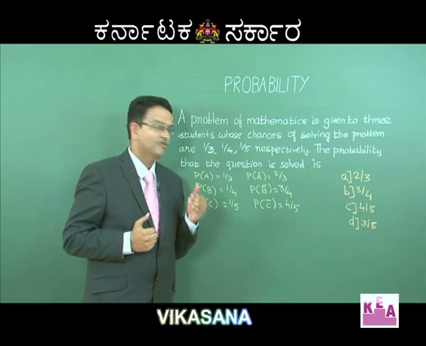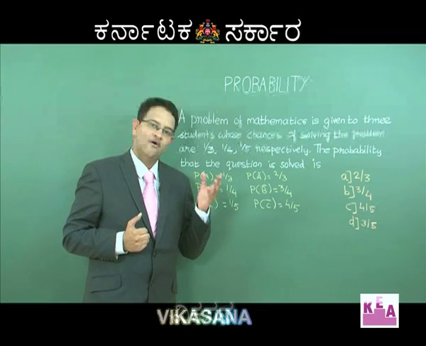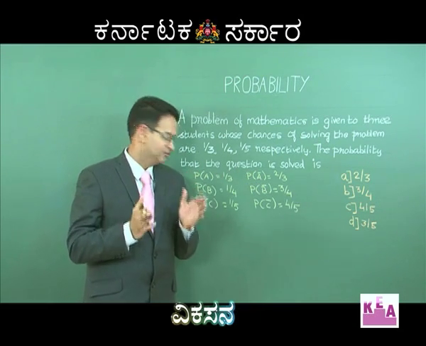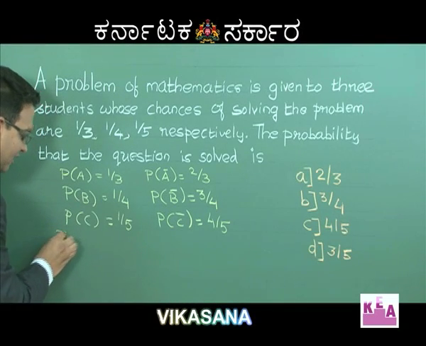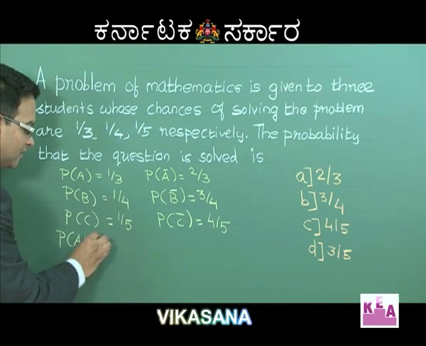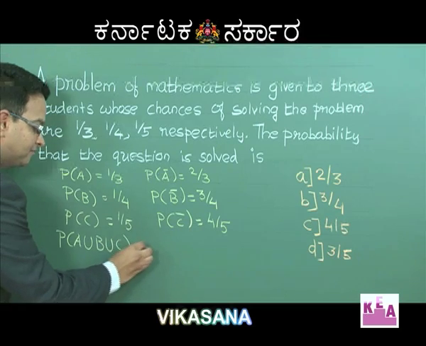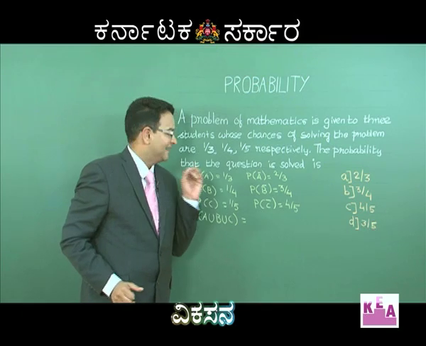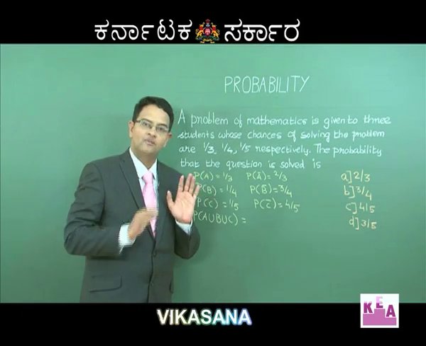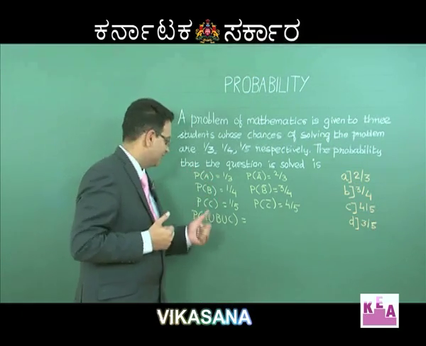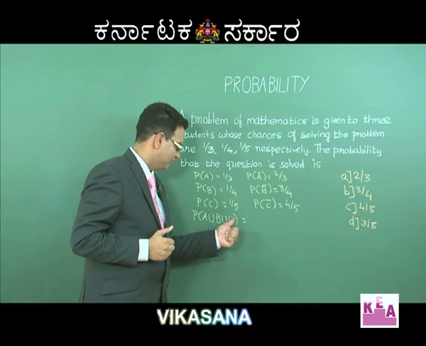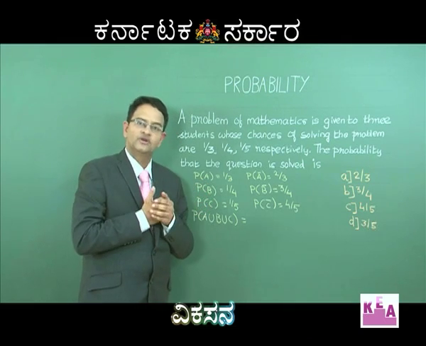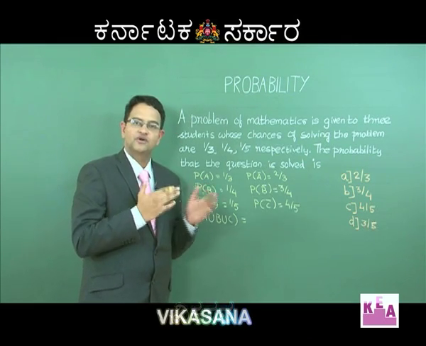We need to find P of A or B or C, which is nothing but P of A union B union C. So we are interested in finding P of A union B union C. Because union represents OR, we are just interested in getting the problem solved. We are not bothered with who is going to solve it. So that means it is P of A or B or C, which is P of A union B union C. Now the usual step that we do in our board examination is P of A union B union C.